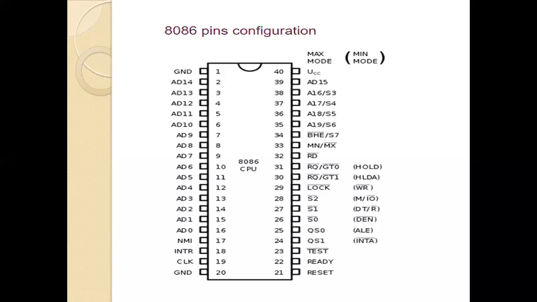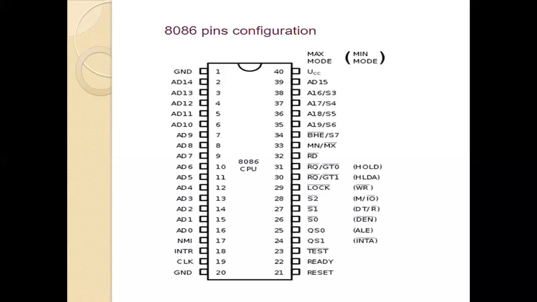Next is write, WR, pin number 29. It stands for a write signal, and it is used to write the data into memory or the output device depending upon the status of the M/IO signal. HLDA, hold acknowledgement, is at pin number 30. It stands for the hold acknowledgement signal, and this signal acknowledges the hold signal.